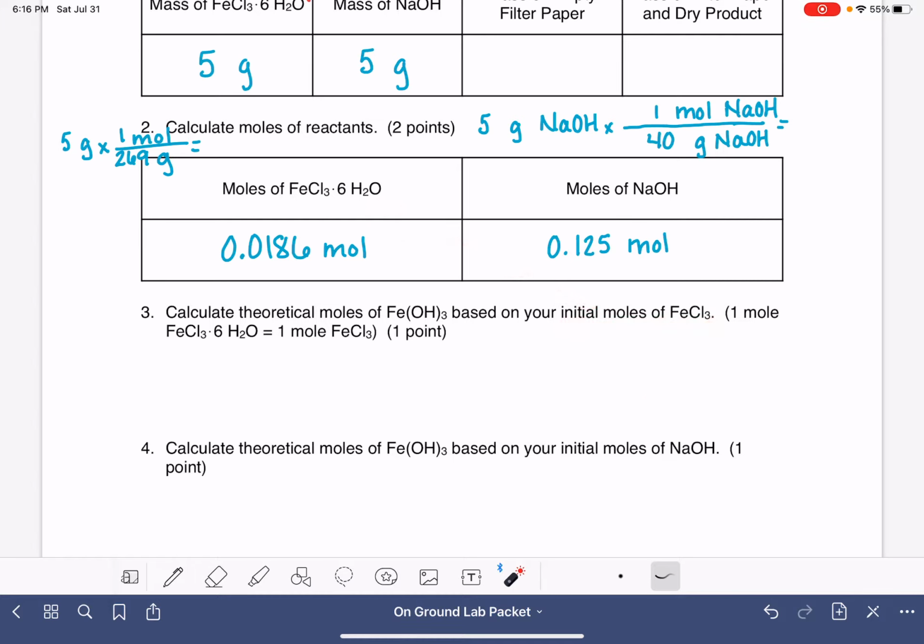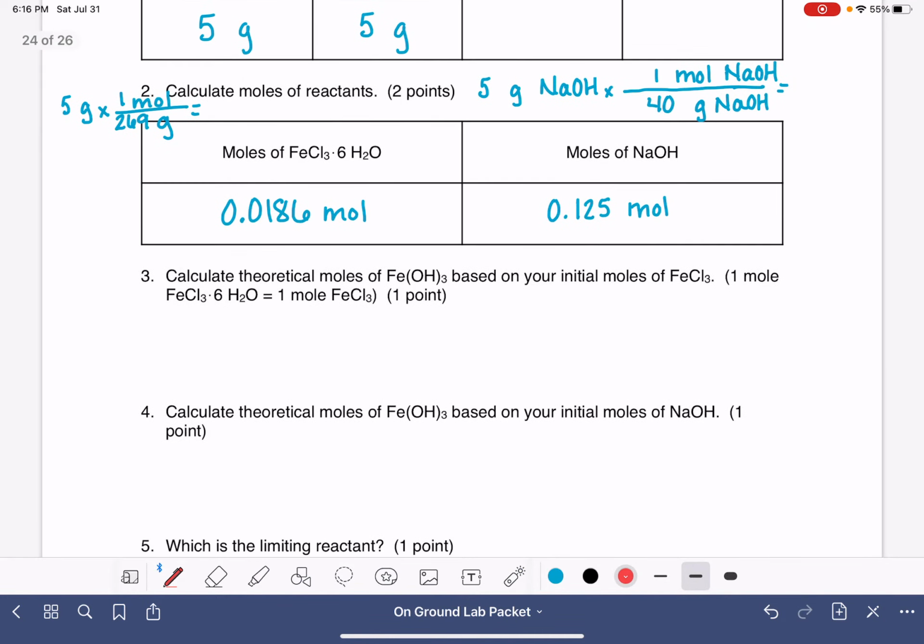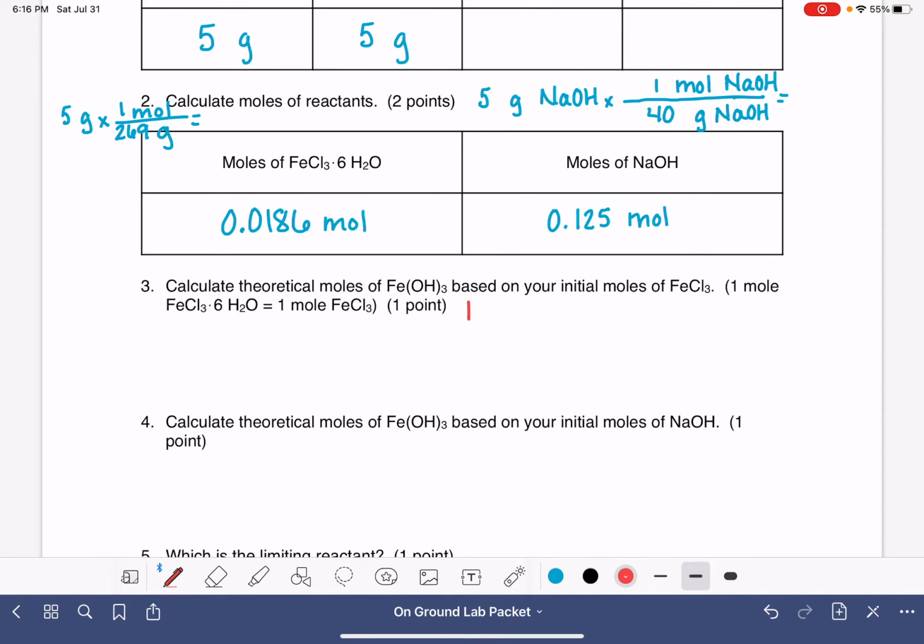Now, one thing that we're missing from this is a balanced equation. We can't calculate theoretical moles unless we have a balanced chemical equation. And so the balanced equation, I'm going to fit that in. I guess I'm just going to fit it in right here. The balanced equation looks like this.